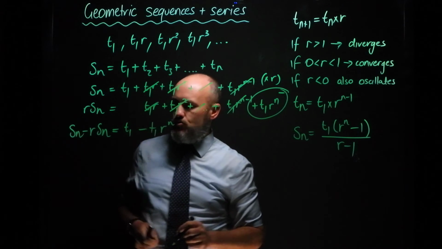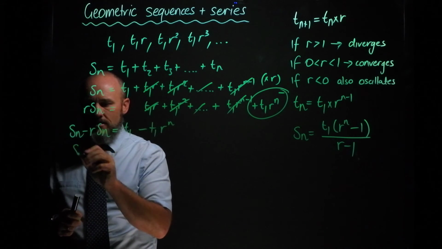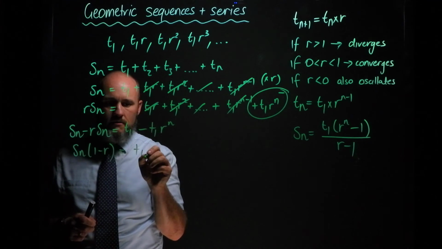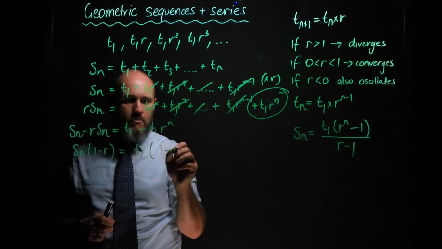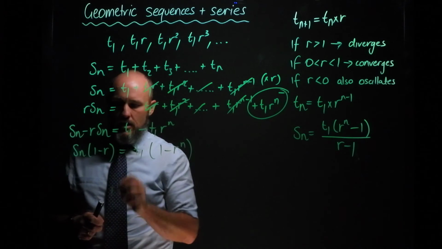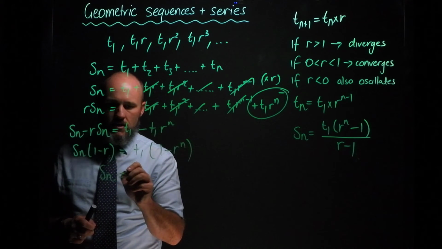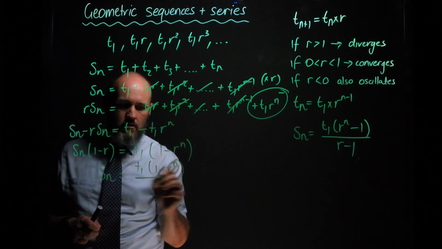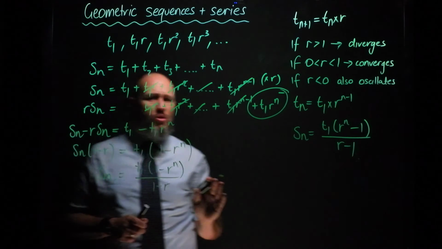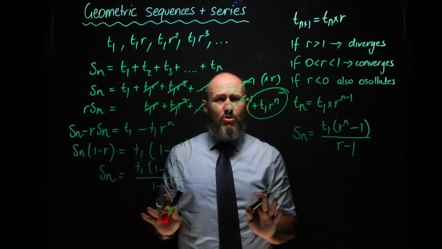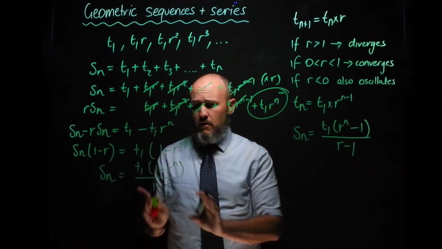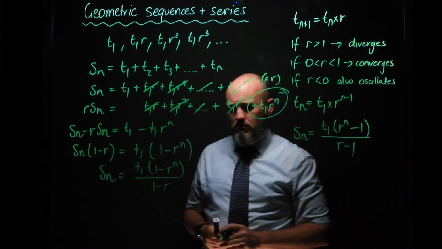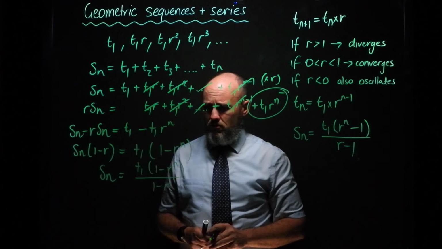So now I've done that subtraction, I'm going to factorise Sn out. I get Sn, 1 minus R, equals T1. I'm going to factorise T1 out, 1 minus R to the power of n. I'm going to divide through. Sn equals T1, 1 minus R to the power of n, over 1 minus R. But hold on, hold your horses. I know. 1 minus R to the n, and I've got R to the n minus 1. That's not the same formula.